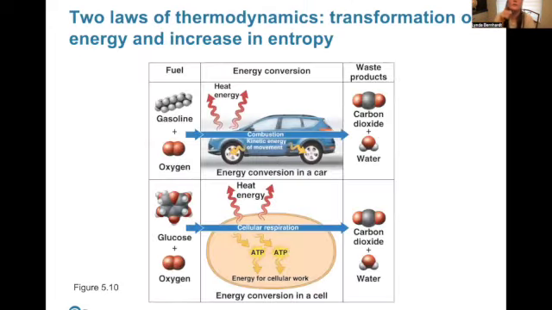Okay, so two laws of thermodynamics. We have these examples here where it's comparing a car to a cell. For the car, it takes in gasoline and oxygen. It converts everything through to energy, and what comes out is carbon dioxide and water. Very similar to how our cell works, except our cell takes in glucose, which is sugar. So our cell takes in the sugar and oxygen. It then goes through the cell, converts it to what we need, and it comes out as carbon dioxide and water.